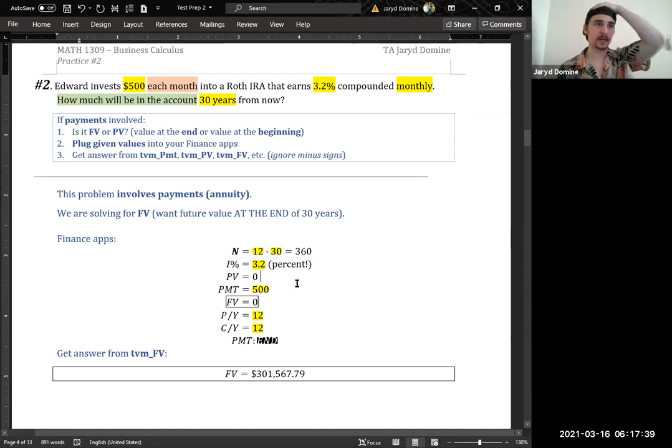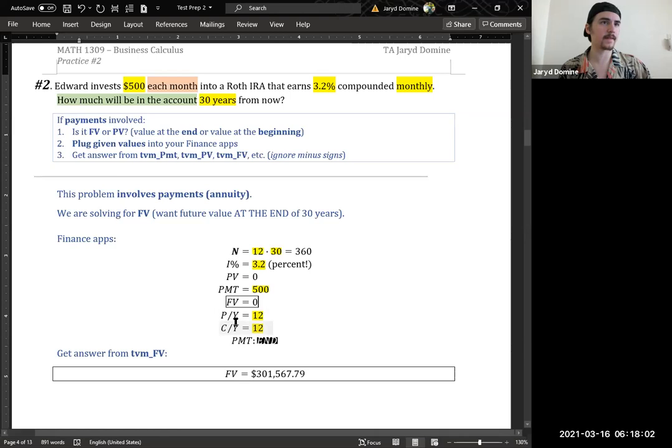Okay, this is not a present value problem, so you just leave PV blank. Payment. So we're given the payment, $500 a month. So put in 500 here. Future value is what we care about, but we don't know what it is. So you just leave it blank and you'll solve for it later.